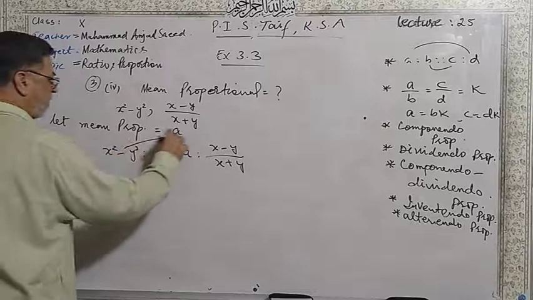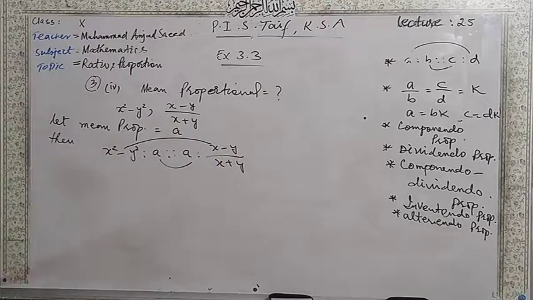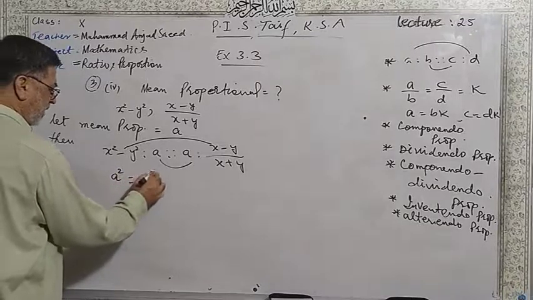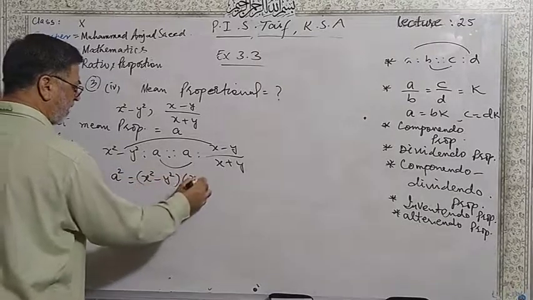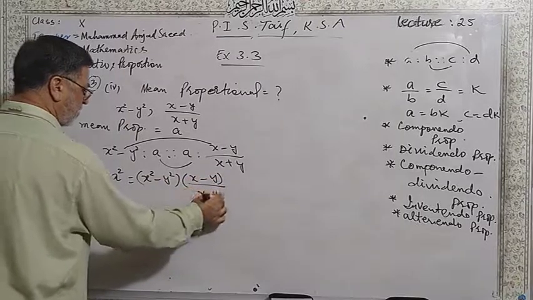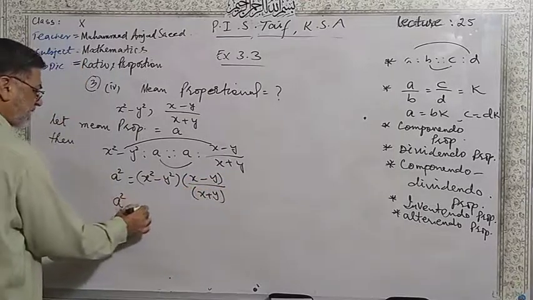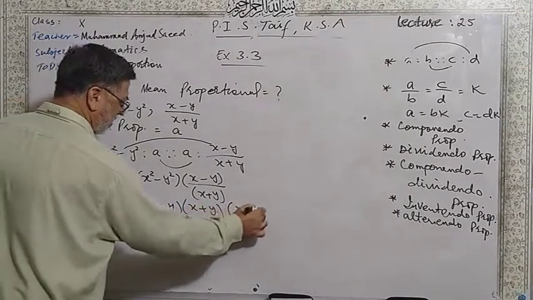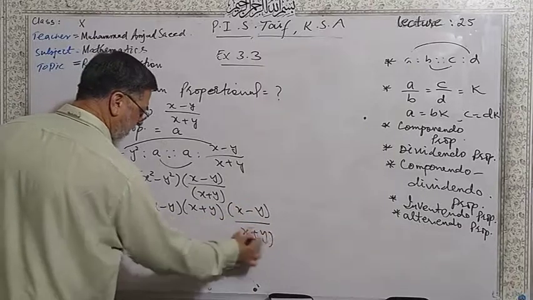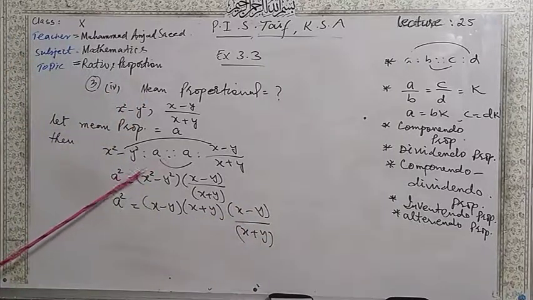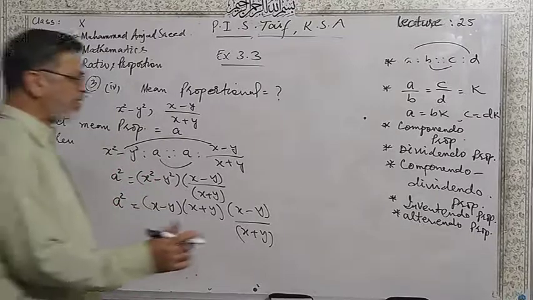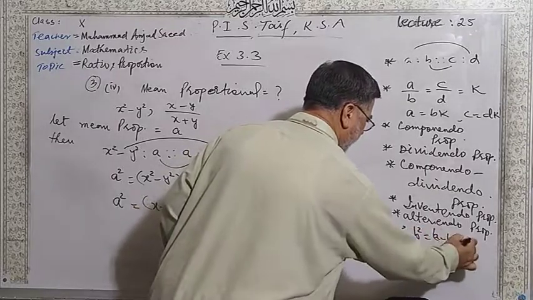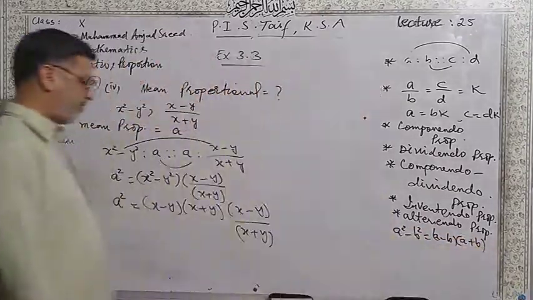Again we have this formula, product of extremes is equal to product of means. You have A square is equal to x square minus y square into x minus y over x plus y. So A square is equal to x minus y and x plus y, into x minus y divided by x plus y. Open up the formula, that is x square minus y square. Basically this is the formula, a square minus b square, once negative, once positive.